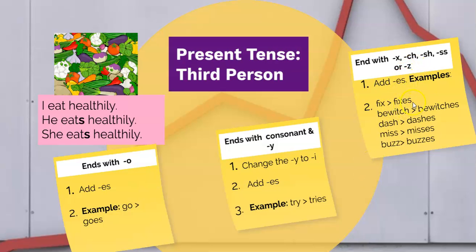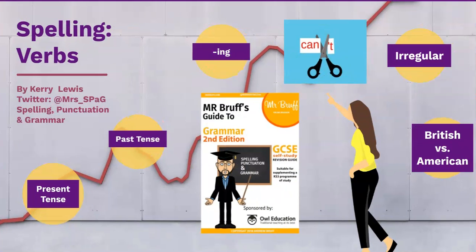For example, fixes, bewitches, dashes, misses, buzzes. You need to have that es because you can't even pronounce those words, let alone spell them, unless you have that extra e. Next, we're going to look at the past tense.